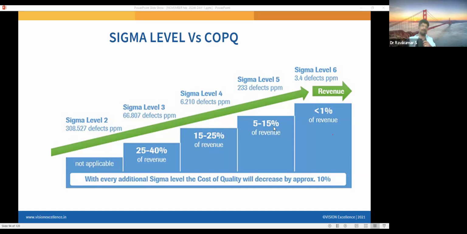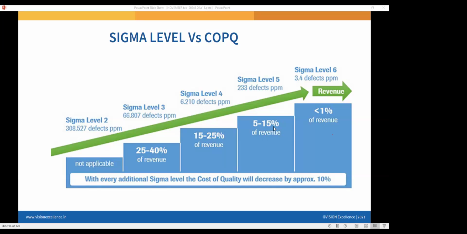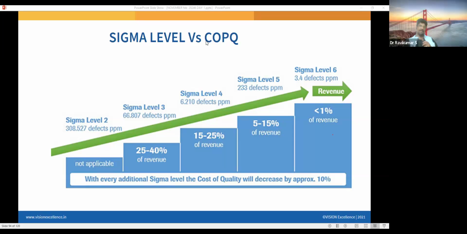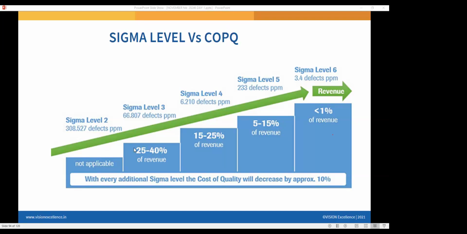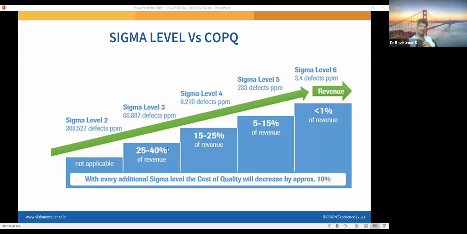That is a revenue loss. Obviously, that is a revenue loss because of poor quality. Poor quality also has a cost. That is called the cost of poor quality. So when your rejections are more, your loss because of poor quality is high.